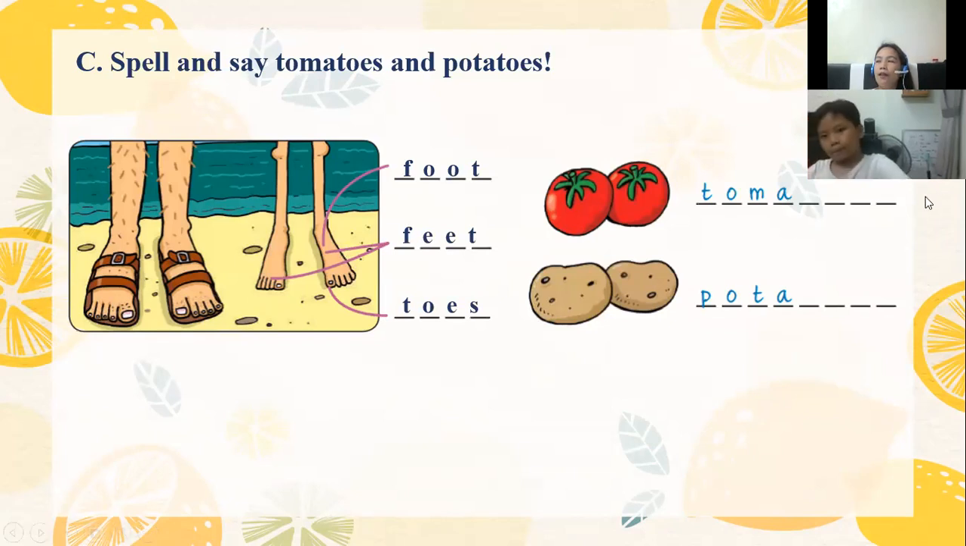Okay, baby. Tomato. Spell it. Potatoes, baby.